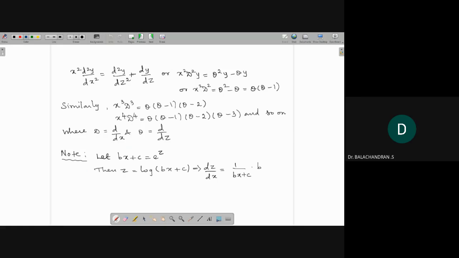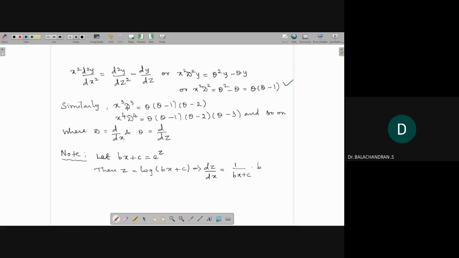Now you can write it in the simplest form: x square D square y equals theta square y minus theta y, where D square is d square by dz square written as theta square. So x square D square equals theta square minus theta. If you take theta common, the remaining is theta into theta minus 1. You should remember this result.